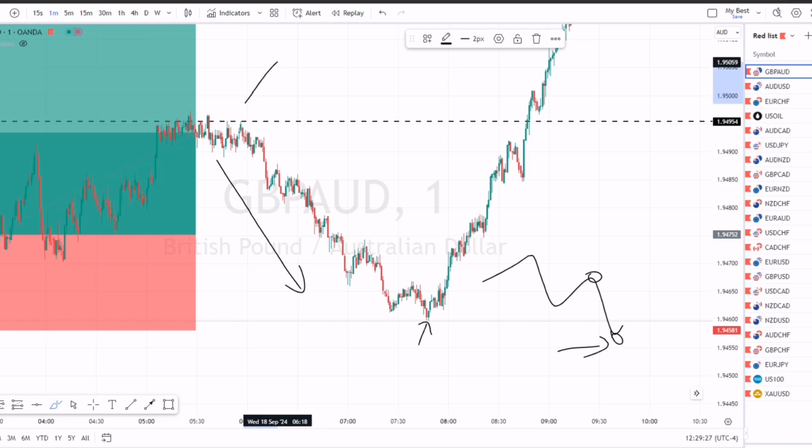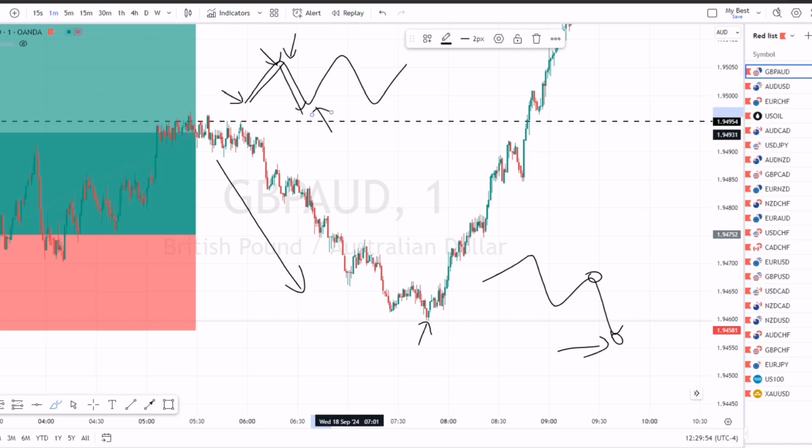If price is moving like this, you know that this is a small uptrend. That small uptrend started there, and then it ended there. And then you have a small downtrend. That small downtrend started there and then ended there. So you just have to know where that small move began from.